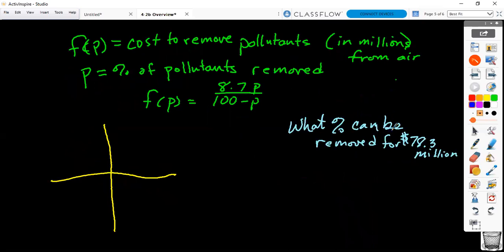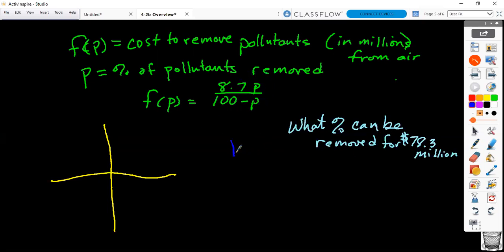Well, then they give you a story problem. So in this problem, they say in a city where there's air pollution, they've got technology to remove the pollutants from the air, but it's at a cost. So where P is the percent that you're trying to remove, 8.7 times P divided by 100 minus P will calculate F of P, which is the cost that it's going to take, in millions of dollars. So the question, first of all, is if we were going to graph this, what's it going to look like?